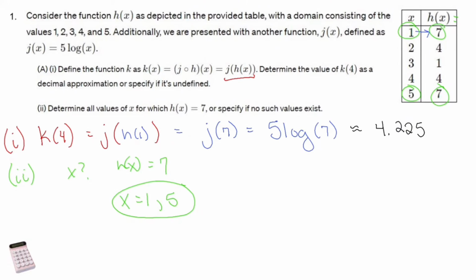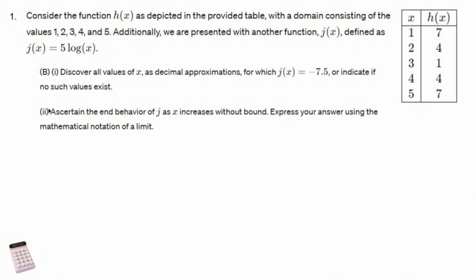Now let's take a look at problems 1 and 2 of B. Consider the function h, it's the same thing. Find all the values of x as decimal approximations for which j of x equals negative 7.5, or indicate if no such values exist. So this is me taking the j guy and replacing j of x with negative 7.5. So negative 7.5 equals 5 log of x. What I need to do is solve for x here.